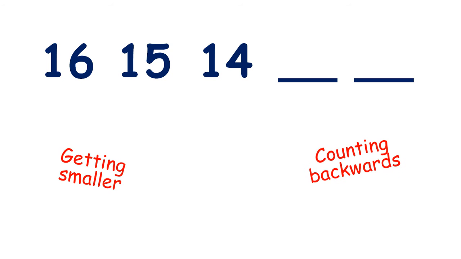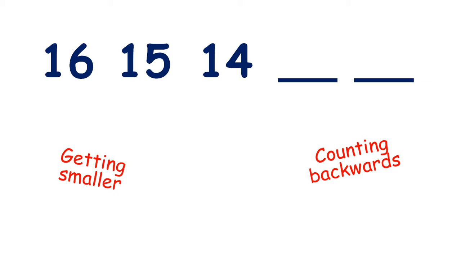Now we have 16, 15, 14. What can you tell me about these numbers? Well, we know that they're all teen numbers, numbers with 1 ten, but maybe you noticed that the numbers are getting smaller each time. Or you could say, when we say 16, 15, 14, that we're counting backwards. So normally we count upwards and we say 14, 15, 16, but if we're saying 16, 15, 14, we're still counting, we're just going the other way, so we're going backwards.